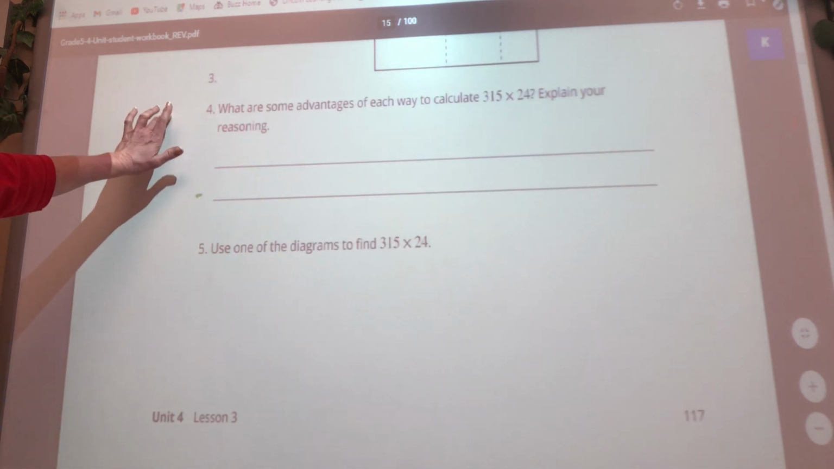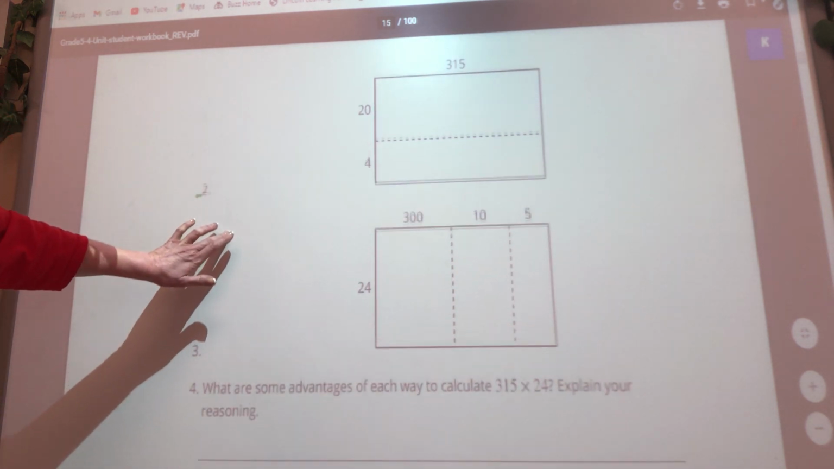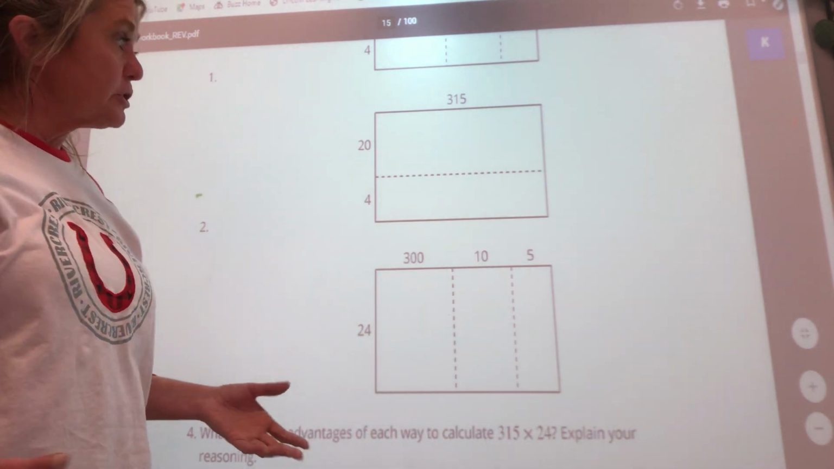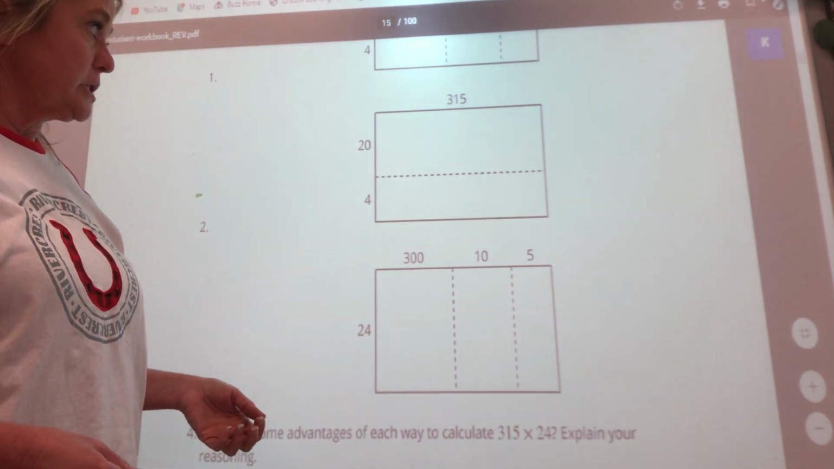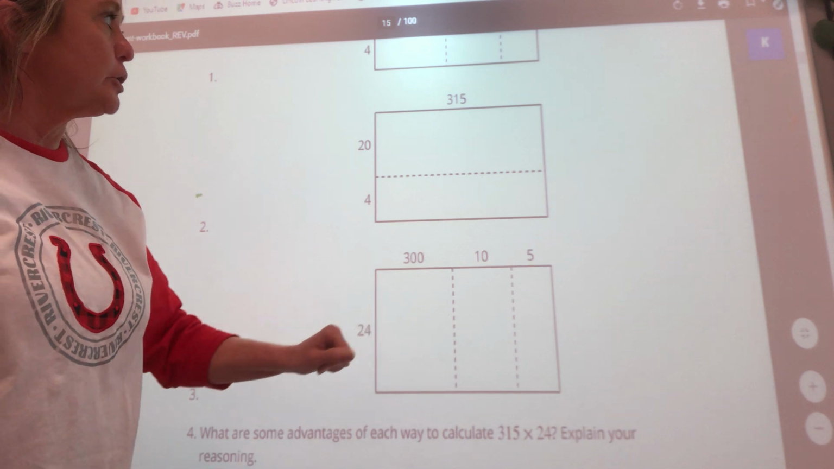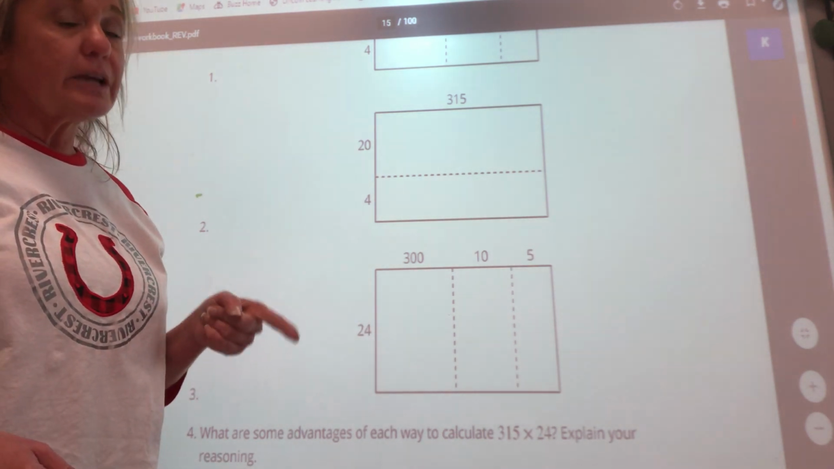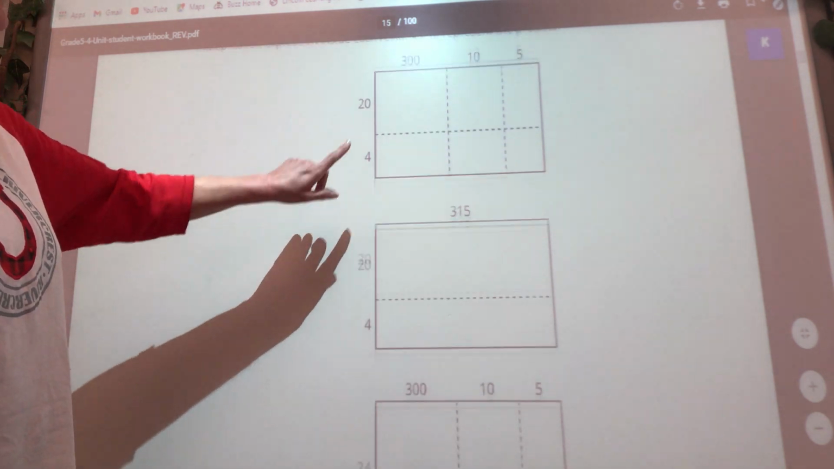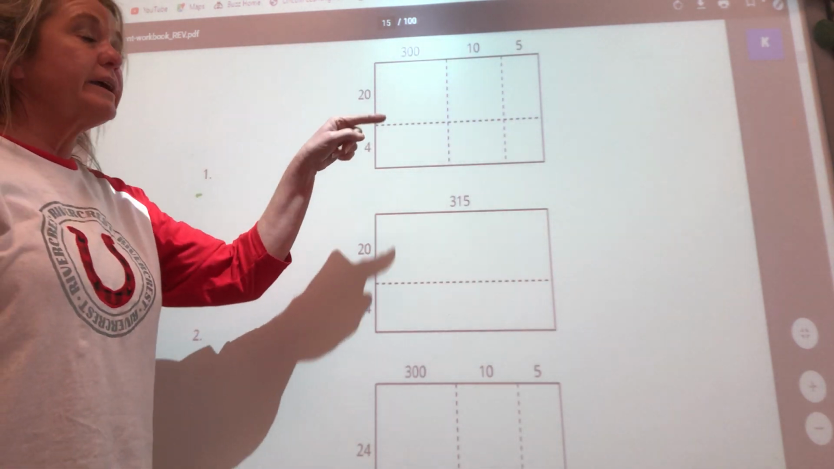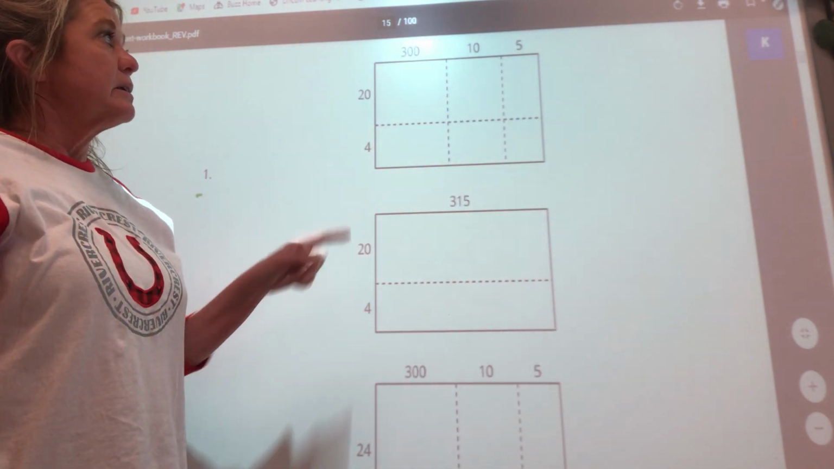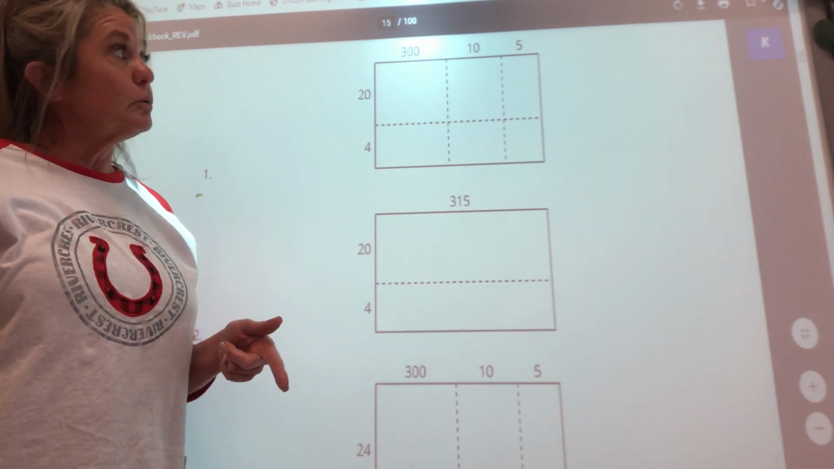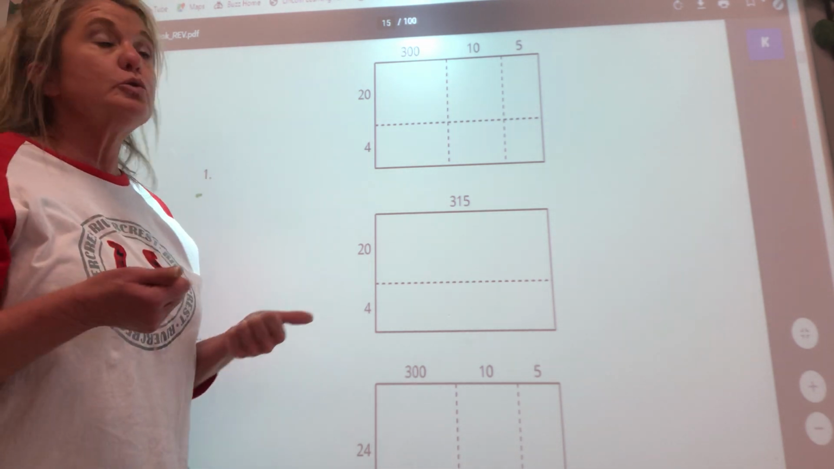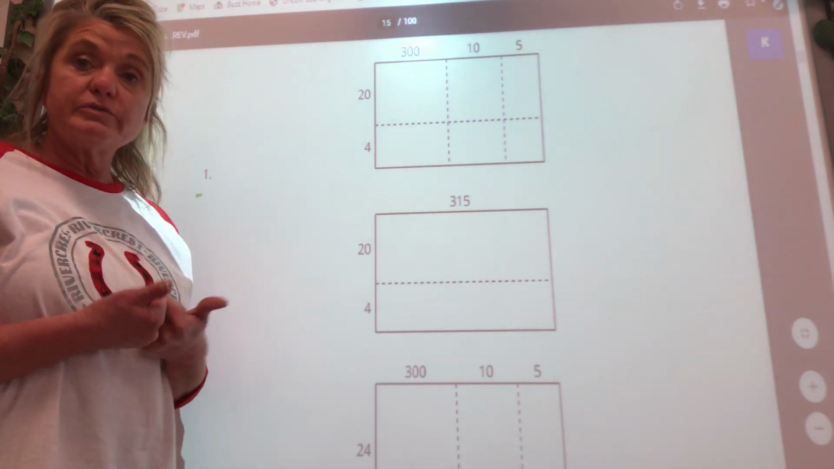Some advantages to using this one, you don't have to do as many calculations when you do one of these two. But the calculations that you do have to do are harder. This one, you have to do more calculations, but the calculations that you have to do are much easier. You can use quick math with those multiples of 10.